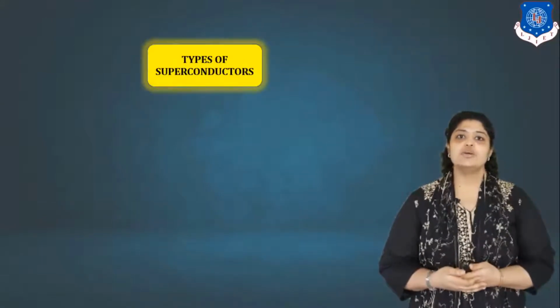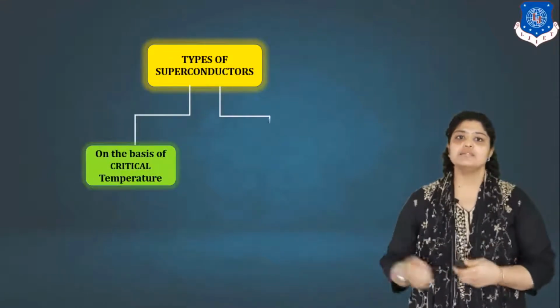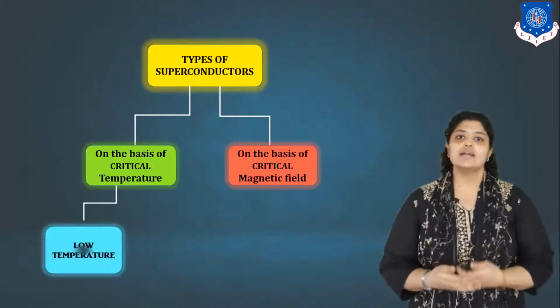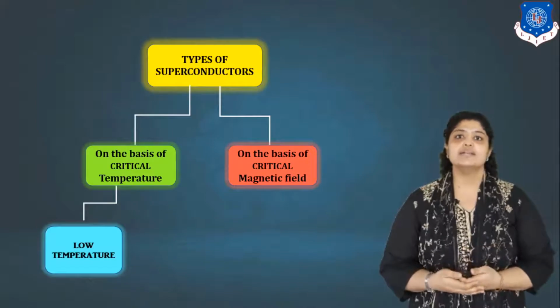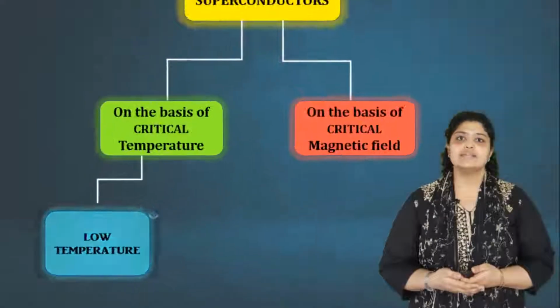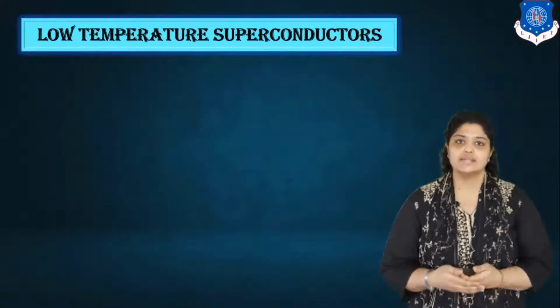They are classified on the basis of critical temperature and on the basis of critical magnetic field. Let us see how they are classified on the basis of critical temperature. Starting with the first one, that is low temperature superconductors, also known as LTS. Let's see what low temperature superconductors are.